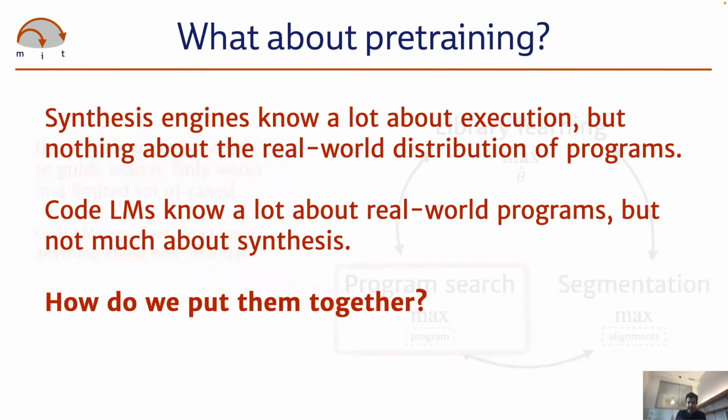To say this again, our synthesis engines, things that work like the model that I was talking about in the previous section, know a lot about how to execute programs. They're really able to reason in a fine-grained way about program semantics. They don't know anything about the real-world distribution of programs. Big LMs like Codex know a lot about what real-world programs look like, but there's been a lot of work showing that they're very bad as models of execution if you don't give them extra scaffolding, and so they're not necessarily all that helpful for synthesis. And so the question is, how do we put these two things together?